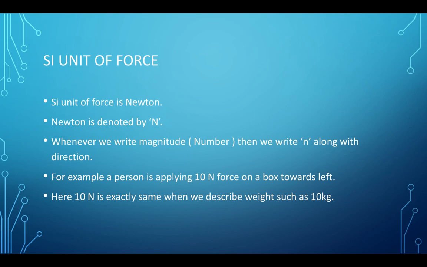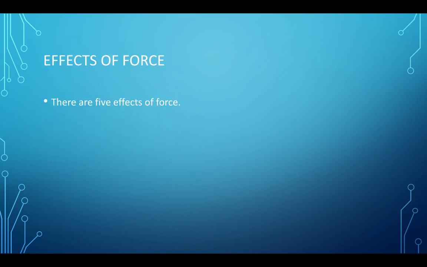Here is an example: a person is applying 10 Newton force on a box towards left. Here 10 is the magnitude and the Newton is the SI unit. So 10 Newton force towards left. Left is the direction, as it's a vector quantity, so we need to specify the direction. And here the 10 Newton is exactly the same as when we write 10 kg weight. Kg is a unit, so Newton is also the unit of force. Kg is the unit of weight, and 10 is the magnitude.